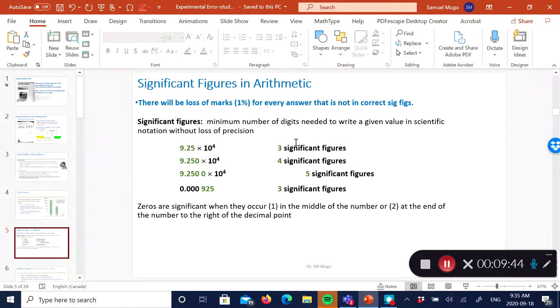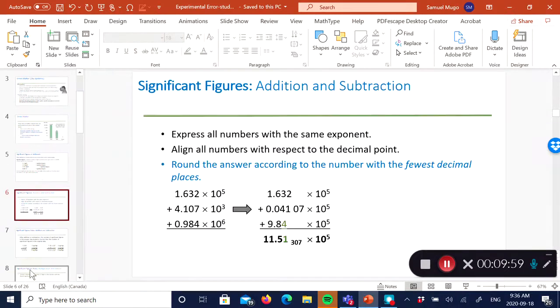And I should say that there will be loss of marks up to 1% for every answer that is given by you without the right significant figure. It's very, very important. Remember, sig figs matter.